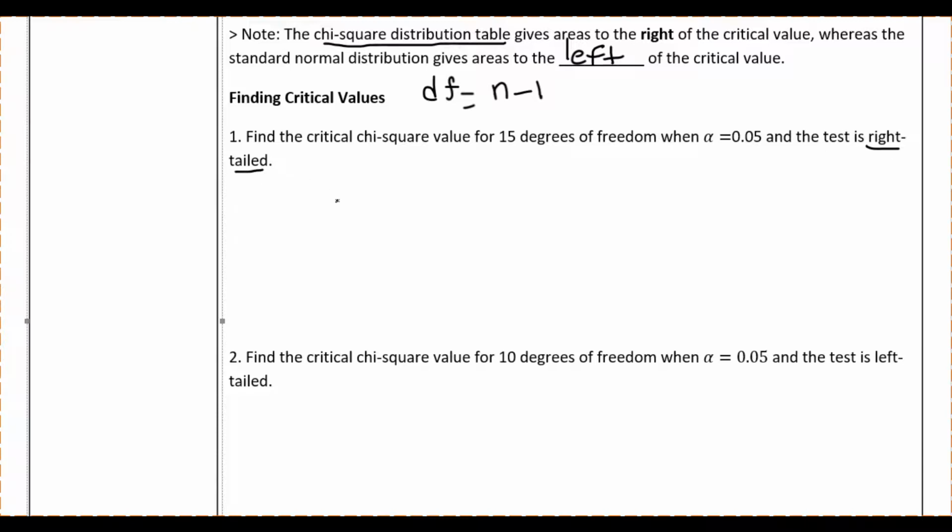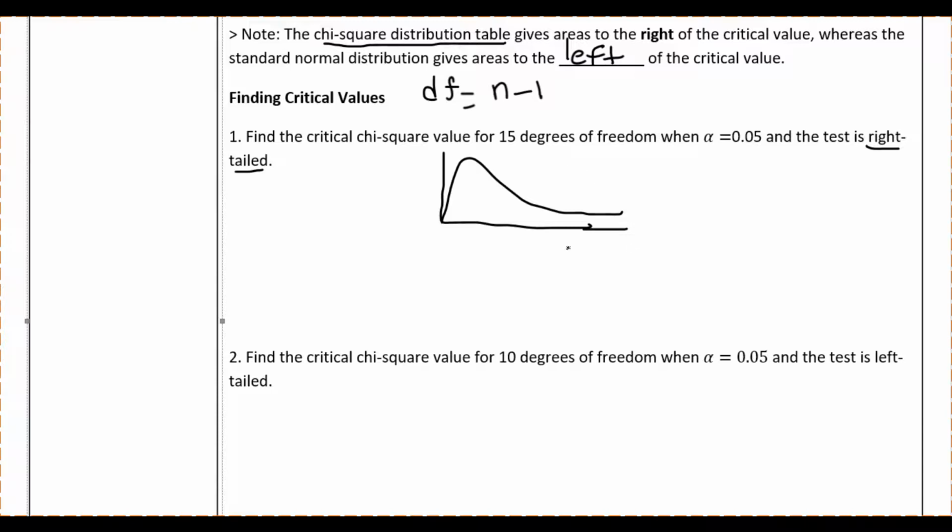So since the test is right-tailed, I'm going to just quickly draw a curve, just a generic chi-square distribution curve here. So there's my curve. Now, since we are looking at a right-tailed test, we are already looking at the area to the right.